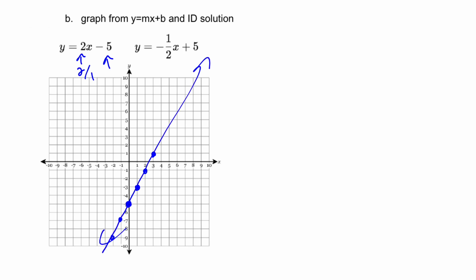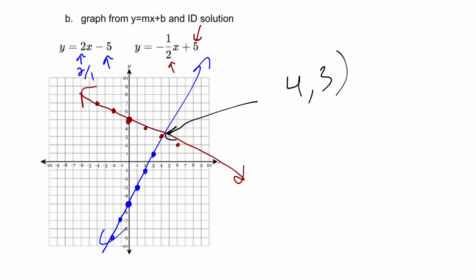There's your line. For the second line, I'm going to start here at plus 5. That tells me that my b value, or my y-intercept, is a positive 5. The line crosses the y-axis at positive 5. From my negative 1/2, that's my rise over run. That means I go down 1, right 2. If I wanted to go the opposite direction, I could go up 1, left 2. Where do these two lines cross? At this point, 4, 3. Or x is 4 and y is 3.